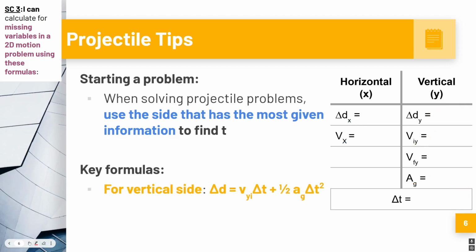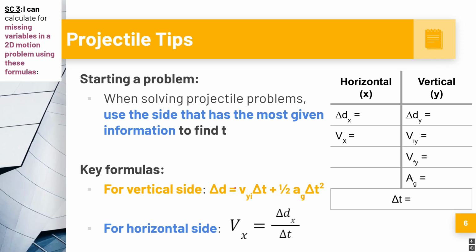The key formulas, this is your key formula for the vertical side. This is your key formula for the horizontal side. Again, these two are not technically in your formula sheet, but they are just written as D equals VI times T plus 1/2 AT squared. And this one is V average equal to delta D over T. Okay, now the next one.